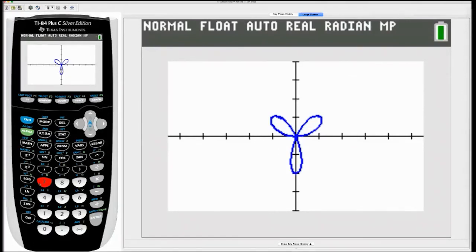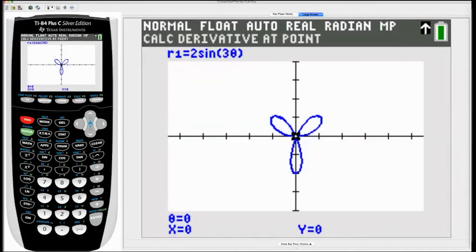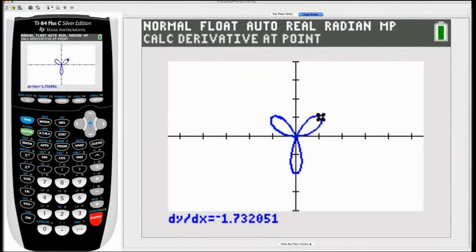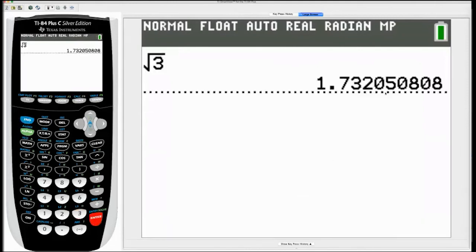Okay, now we want pi over 6. So I'm going to do second calc, the derivative. So we want 2 of pi over 6. And if you notice right here, the derivative is negative 1.732051. If you know the square root of 3, let's see here, square root of 3, I forgot to make it negative, but it's equal to that same value. So it kind of shows you that you did it right.